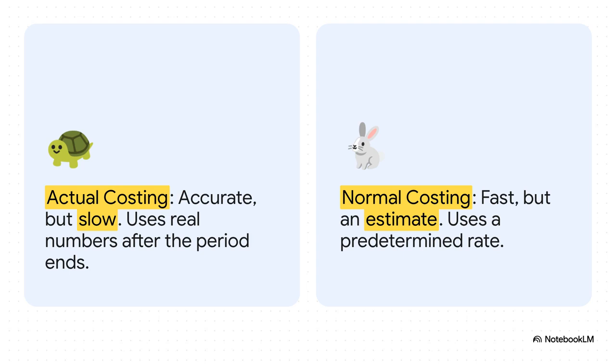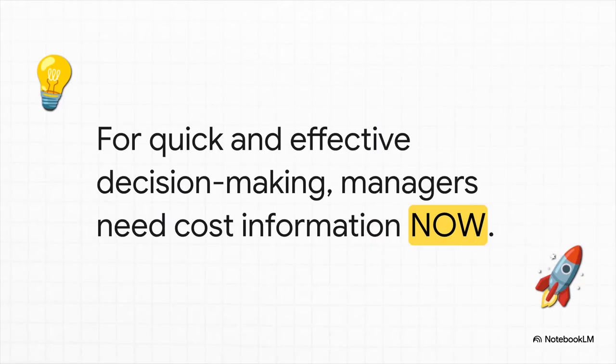You've got two choices. Actual costing is perfectly accurate, uses the real numbers, but you only get those numbers after everything's over. It's way too slow. Then there's normal costing, which uses an estimate. It's super fast, you get numbers right away, but you might have to make a little adjustment at the end of the year. In the real world of business, speed is everything.